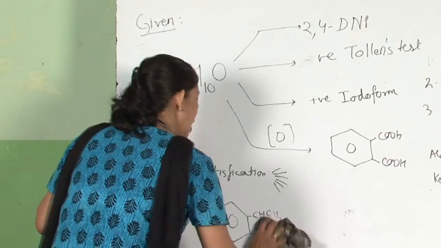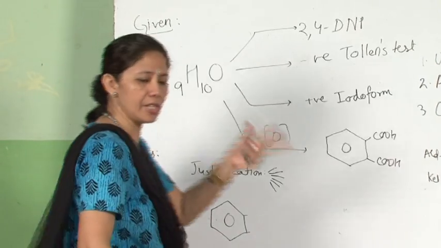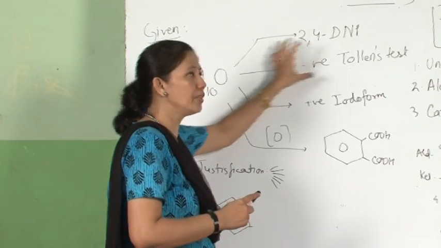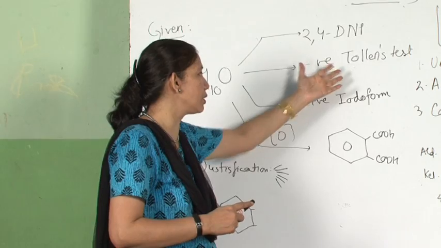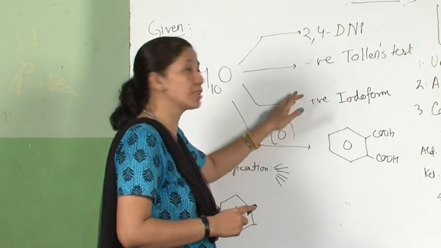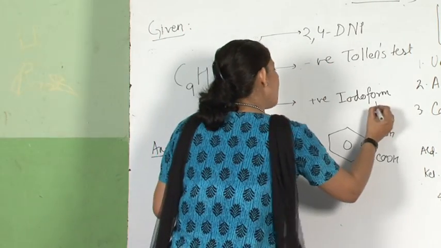Now just see here. How do I do this? I have slightly changed only 2 lines. I made it reduces Tollens, I am telling now it is not reducing Tollens. In place of Cannizzaro's, I am telling it is giving positive iodoform test. Now what will be the structure?